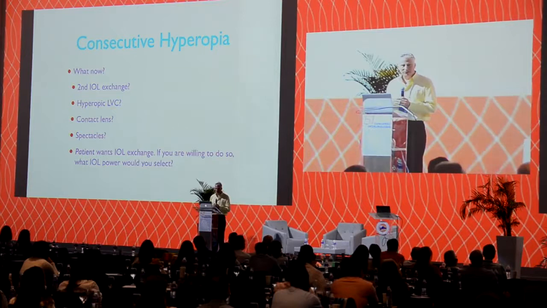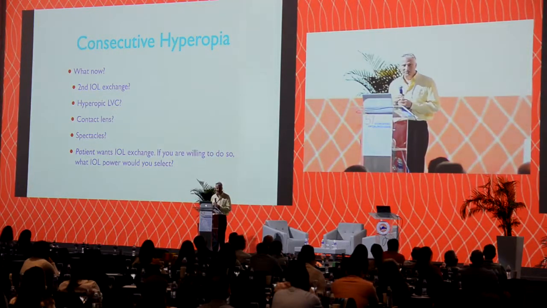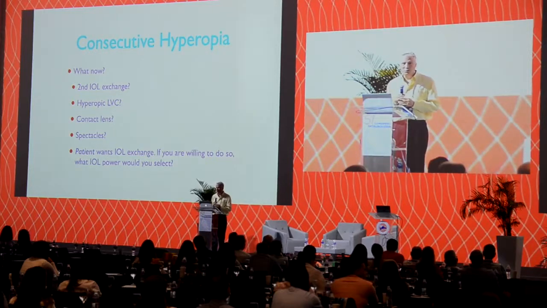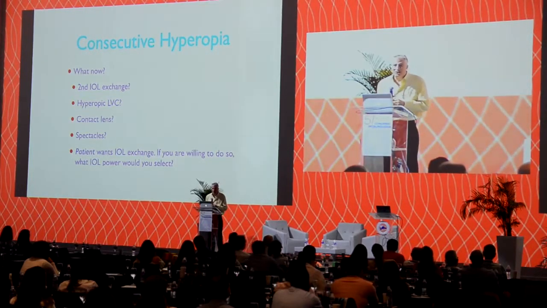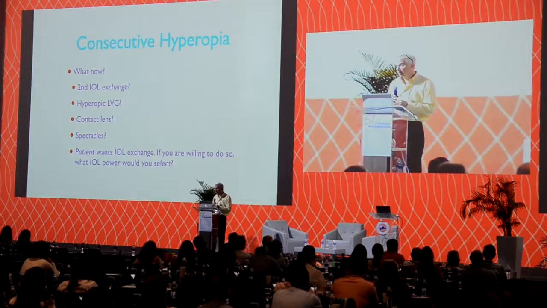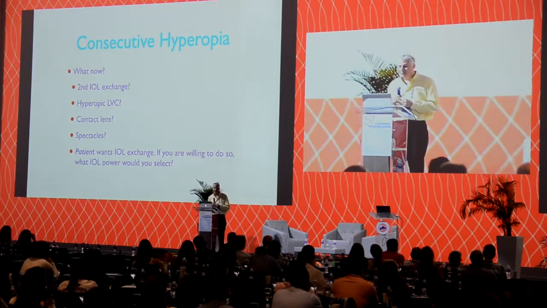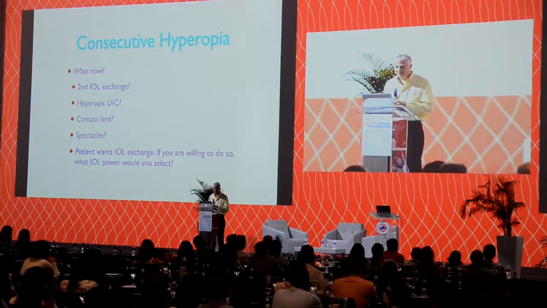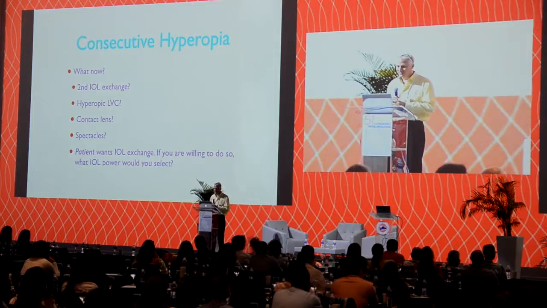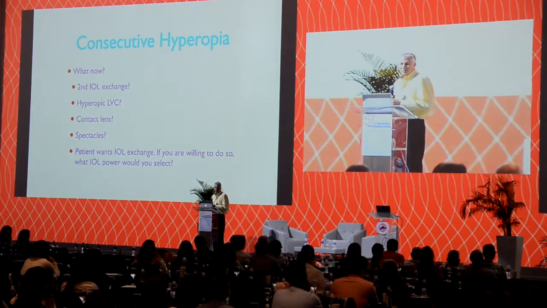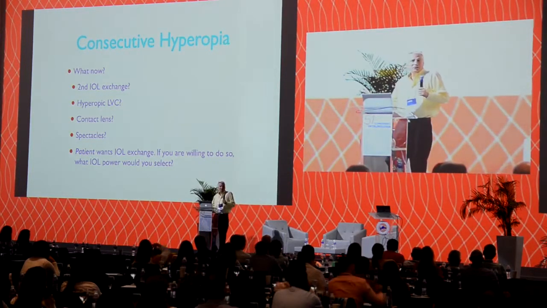So what now? What do we do? Do we exchange the implant lens again? Well, knowing that one of them had to be wrong, which one do we presume is right? What do we exchange for? Do we do hyperopic laser vision correction? Do we tell the patient, wear a contact lens, do a spectacle lens? The patient wants an IOL exchange. Are you willing to do it? What IOL power would you put in if you do it?